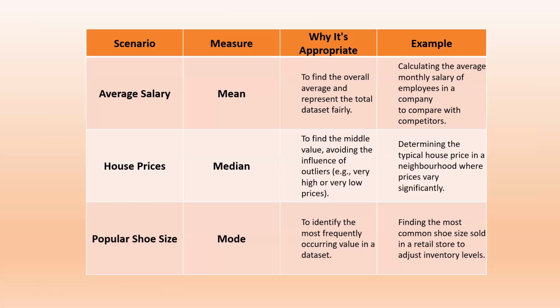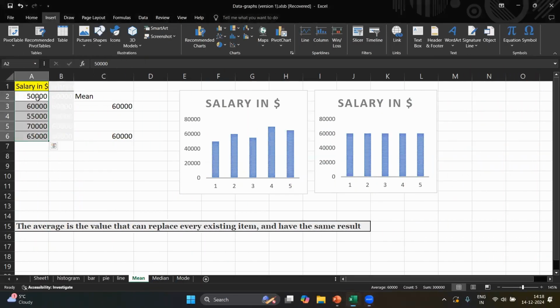Now, with this knowledge, let's try to see the same use cases in Excel, how to get the mean, median, and mode. Let's go to the mean. Consider here you have 5 data points, or 5 salaries, and you want to find the average. Easily you can find the average by using the built-in method called average, or you can use the sum of all the values and the count of the records, right?